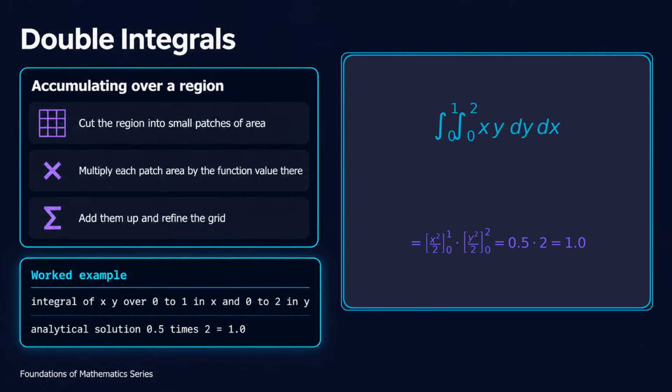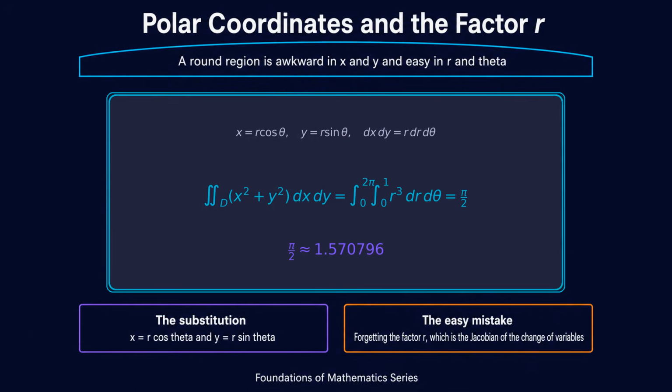In practice, it is evaluated as an iterated integral. Integrate with respect to one variable while treating the other as a constant, then integrate the result with respect to the second. Take the integral of x times y over the rectangle, where x runs from 0 to 1 and y runs from 0 to 2. Because the integrand factors, the answer factors too. The x part contributes 1/2 and the y part contributes 2, so the value is 1.0, and a numerical double integration routine agrees.